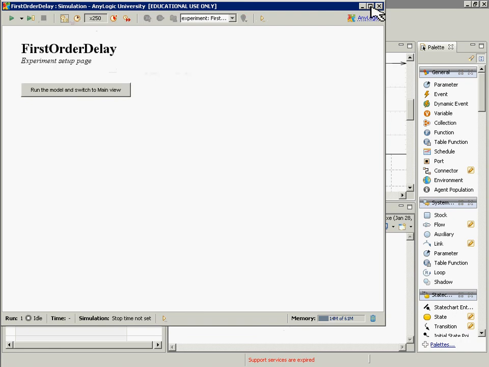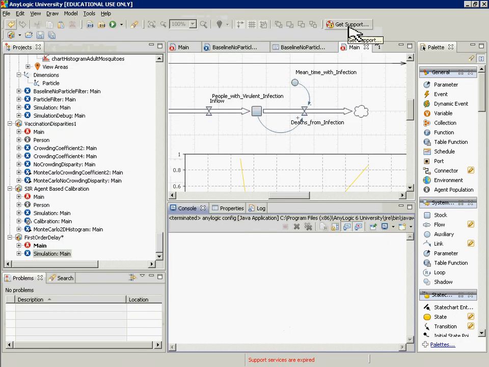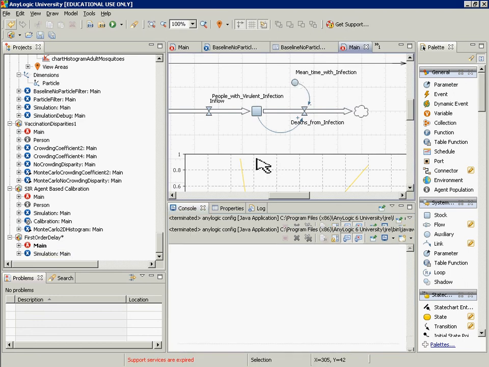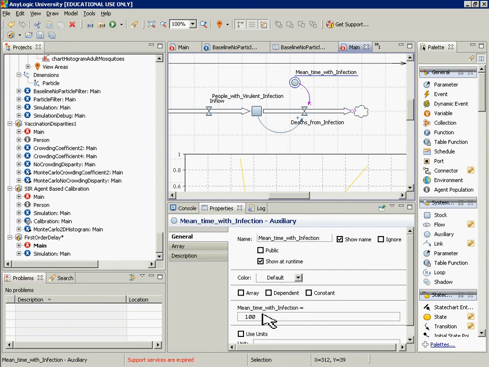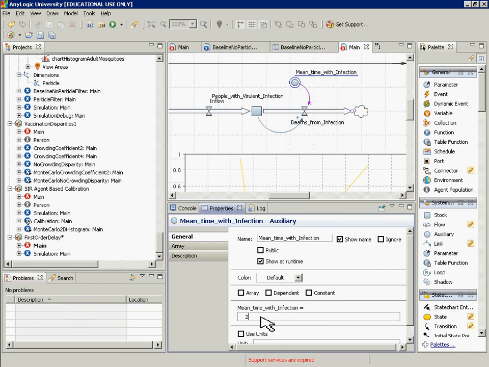By contrast, we could change mean time with infection to something like 2, and we'll run this now. And what should we see? Okay, it should drain faster, right? So now we see it draining down to almost 0 within 10 time units, right? It's e to the minus 5 at that point, I think. It's very, very low compared to its initial value.